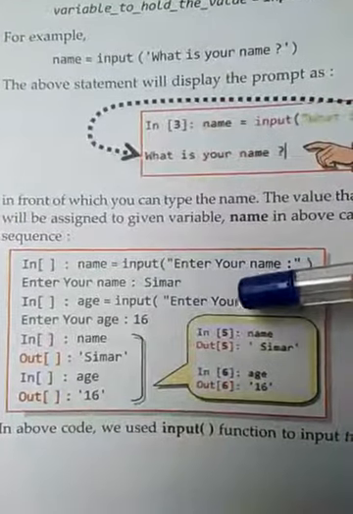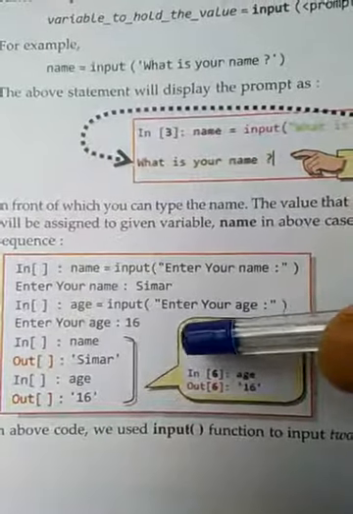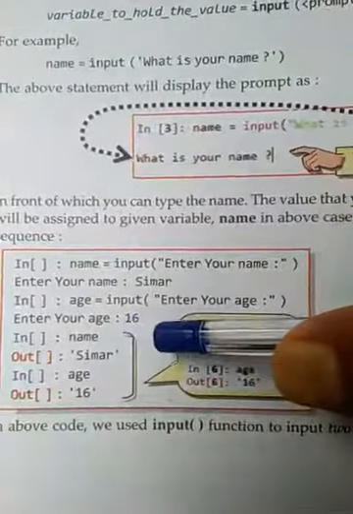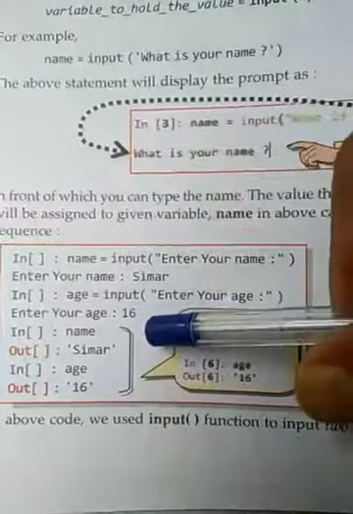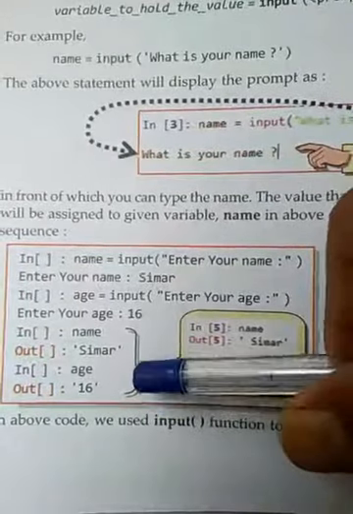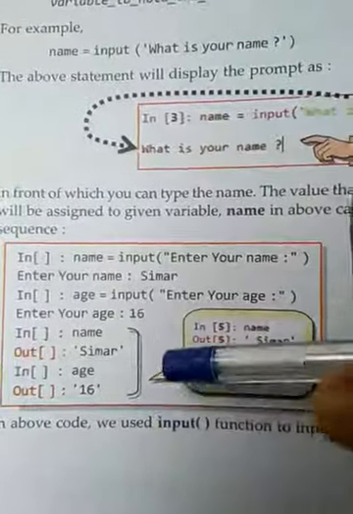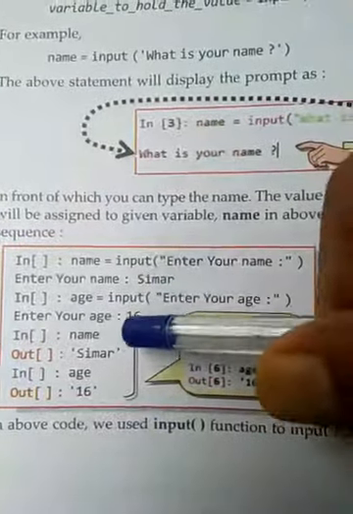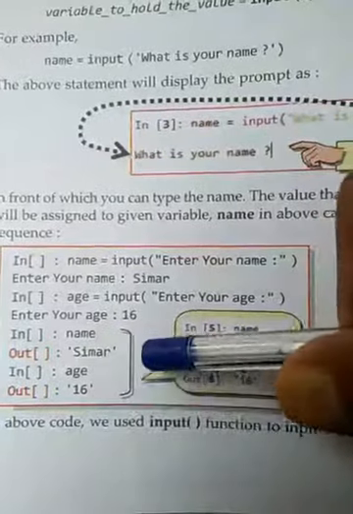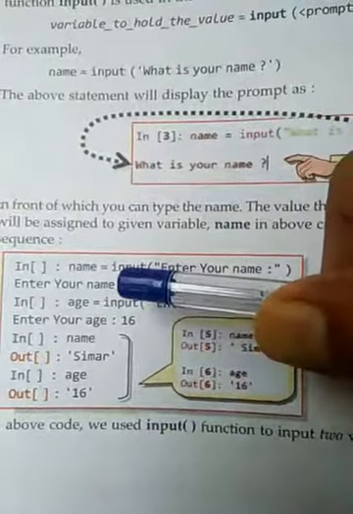This is the example: enter your name, you have given Simmer. And in case of the age input, enter your age, that will take 16, and when we are printing the name and age, this will print on the screen. Now here all these values will be string type because we are not using any function for conversion.